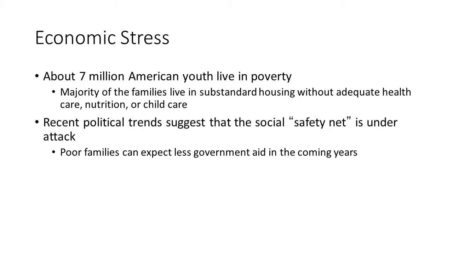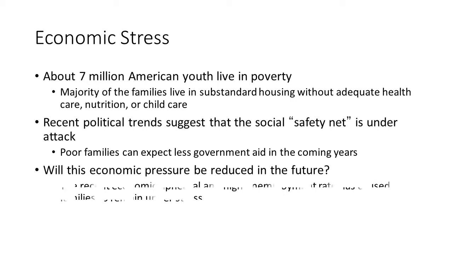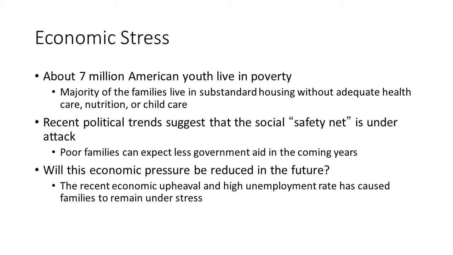And, as we move forward, the recent political trends are showing that the social, quote-unquote, safety net is under attack. Those are programs where the government helps pay and subsidize. And poor families can expect to get less aid in the coming year. Why might that be? Well, our elderly are living longer. It's going to put a strain on health care. There are also social security issues. So the recent economic upheaval and unemployment rate are all going to cause pressures in the future.